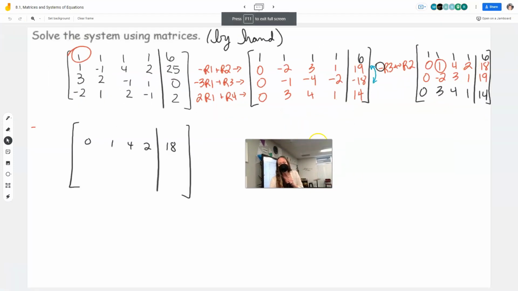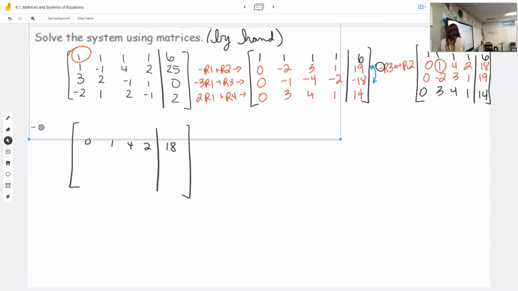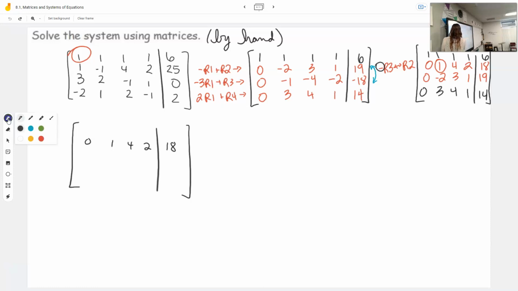Coming back. I'm going to go ahead and get zeros. How do I get zeros? I look at what's there: a positive 1, a negative 2, a positive 3. And I say, let's take the opposite of that, a negative 1 times the row with the established 1. And then I'm adding. So negative row 2 plus row 1.